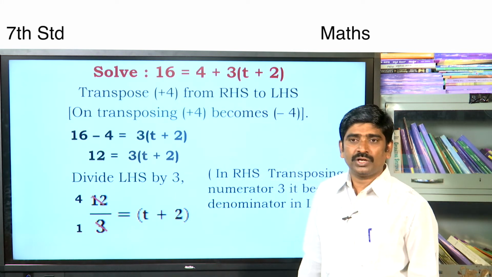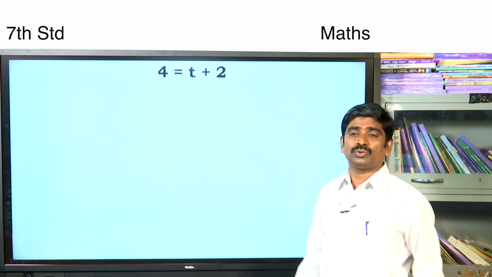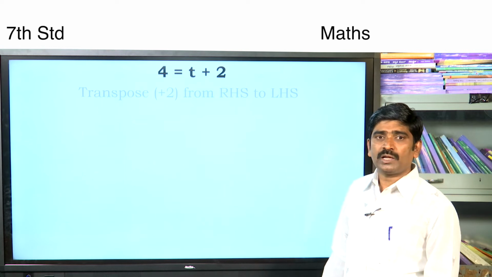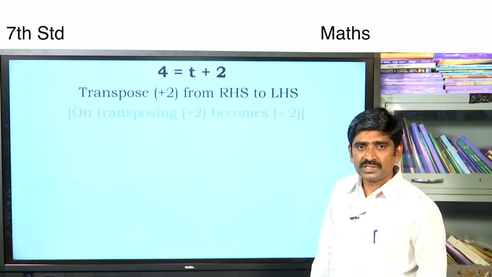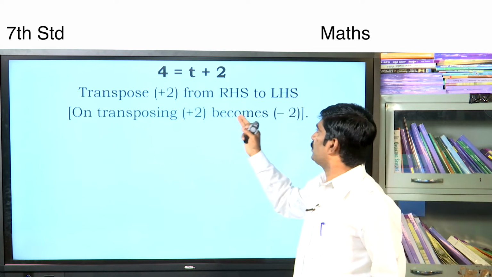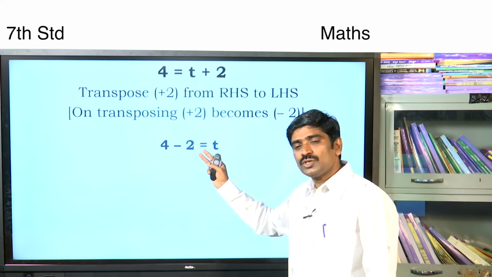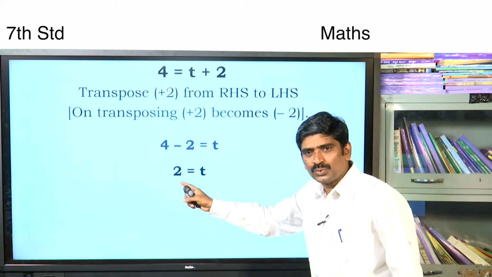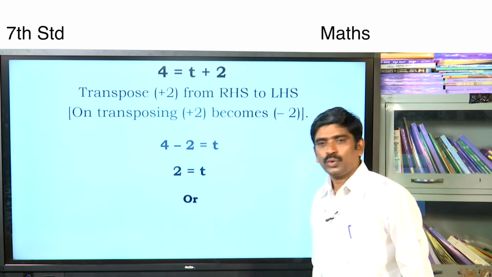Very good. Therefore, what is remaining? 4 is equal to t plus 2. Here plus 2 also goes to that side. Then what happens? Transpose plus 2 from RHS to LHS. On transposing plus 2 it becomes minus 2. Then 4 minus 2 is equal to t. Then 4 minus 2 is 2. That is t. It is also written as t is equal to 2.